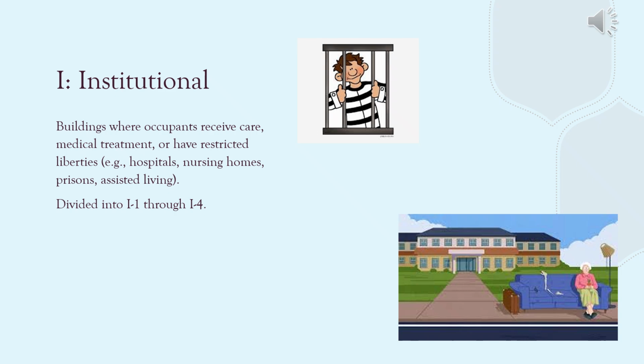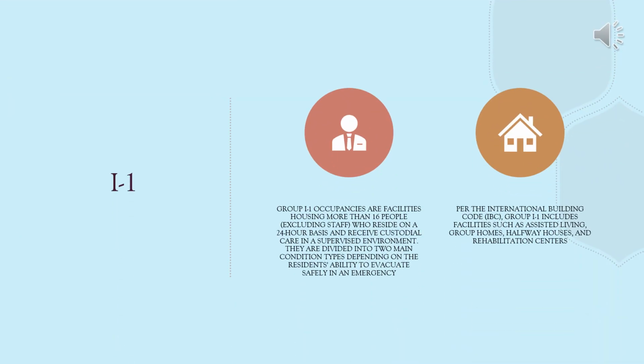They're divided into I1 through I4. Institutional 1, I1 occupancies are facilities housing more than 16 people, excluding the staff, who reside on a 24-hour basis and receive custodial care in a supervised environment. They are divided into two main condition types depending on the resident's ability to evacuate safely in an emergency. Per the IBC, Group I1 includes facilities such as assisted living, group homes, halfway houses, and rehabilitation centers.